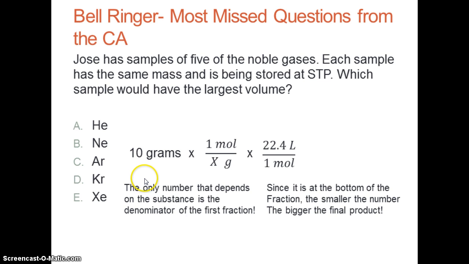So really, all you have to do is compare the molar masses, or the atomic masses, of these 5 gases. And whichever gas is the smallest mass is going to have the largest volume. And conversely, whichever mass is the largest would have the smallest volume. So mass and volume in this case have an inverse relationship.